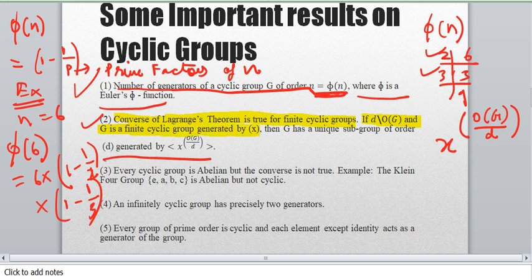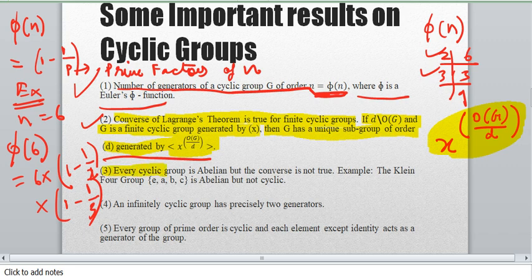G will be a finite cyclic group, it will be generated by some element X in G. Then G has a unique subgroup of order D generated by this. Make sure you keep this in your mind. The group will be generated by that type of a formula. We're moving on to the next one.